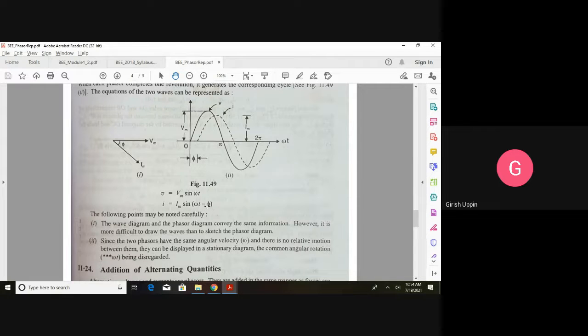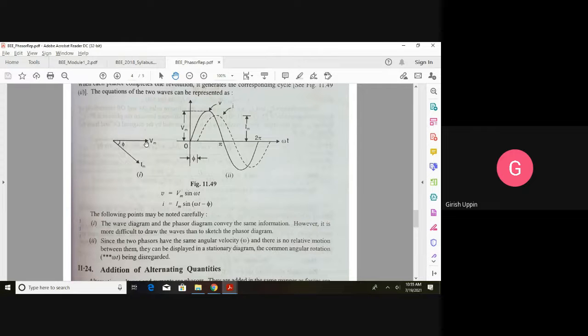Now, how to represent it as a phasor? On the x-axis is the reference. You draw the Vm, and this is the reference, so this is the phasor for the voltage. Now, this phasor is going to rotate, right? At angle 0, this voltage is 0, and when it rotates to angle phi, it will have some value. When the current phasor rotates through angle phi, it will come to 0, so that is when it will start.